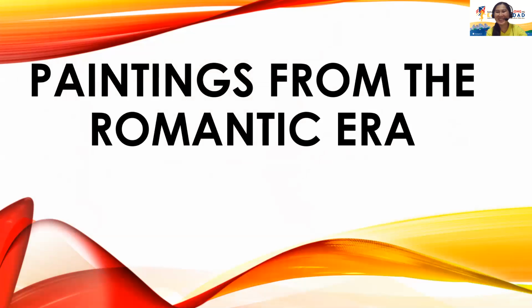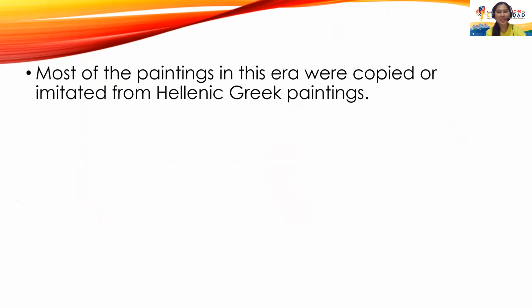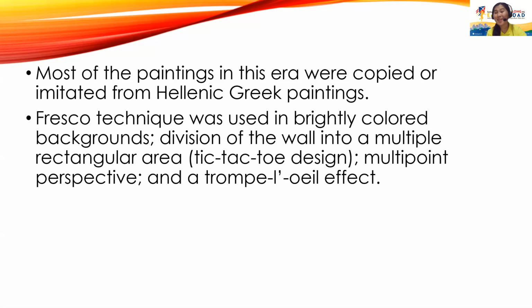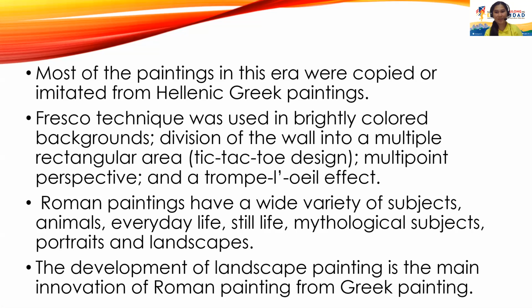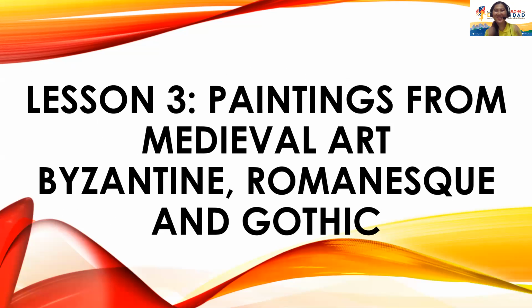Now let's proceed to the paintings from the Roman era. Most of the paintings in this era were copied or imitated from Hellenic Greek paintings. The fresco technique was used in brightly colored backgrounds. Roman paintings have varied subjects. We have animals, everyday life, still life, mythological subjects, their gods and goddesses, portraits, and landscapes. So that's it, we're done with lesson number 2.